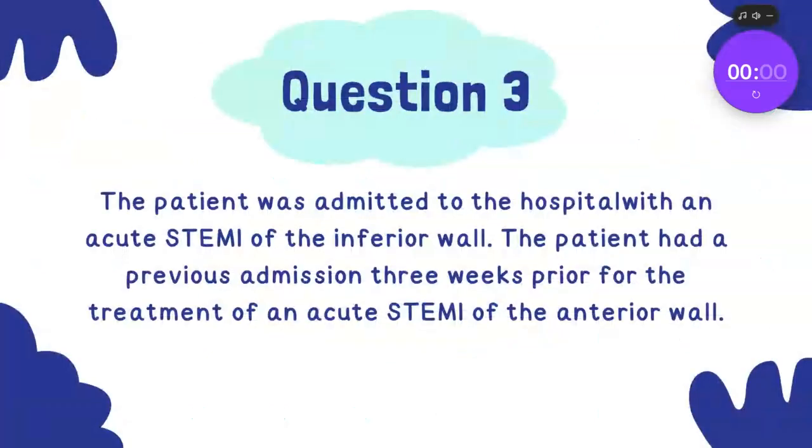Question number 3. The patient was admitted to the hospital with an acute STEMI of the inferior wall. The patient had a previous admission 3 weeks prior for treatment of an acute STEMI of the anterior wall. So you have to ask yourself, what is the reason for this admission? They had a STEMI 3 weeks ago, and now they're back with another one. This should not take you that long to code either.